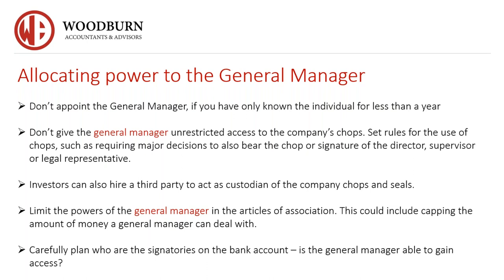You can limit the powers of the GM, both in the Articles of Association and in the employment contract. You want to do that in both documents, okay? And make sure you carefully plan who are the signatories on the bank account, who has access to the account, does the GM have access to the account, will they be the one operating the account? These are all questions you should be asking yourselves when thinking about the actual operations of the entity.